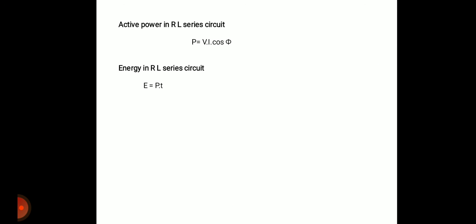Now, active power in RL series circuit. Active power is power consumed by the load, and the load is R and L. The amount of power consumed by R and L together is given by P is equal to V into I cos of theta. Energy consumed by the R and L components is determined by the equation E is equal to power into time.